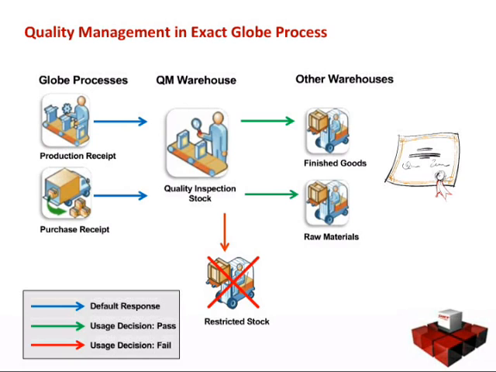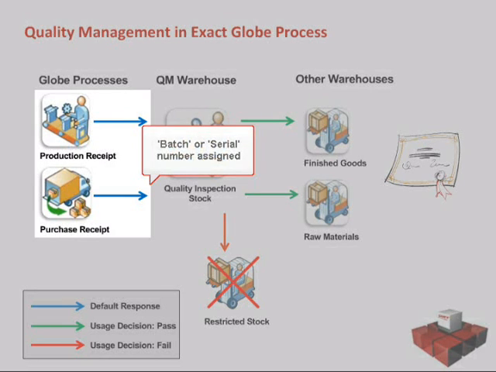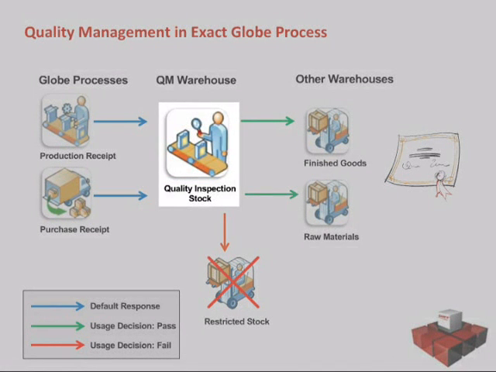Now let's take a quick look at the process. Specifications and controls can be set for both produced and purchased items. When a quality-controlled item is created or received, batch or serial numbers are assigned, and it's routed to a quality control warehouse location, which is blocked for further usage or issuing. A sample from the batch will then be tested according to the predefined specifications.